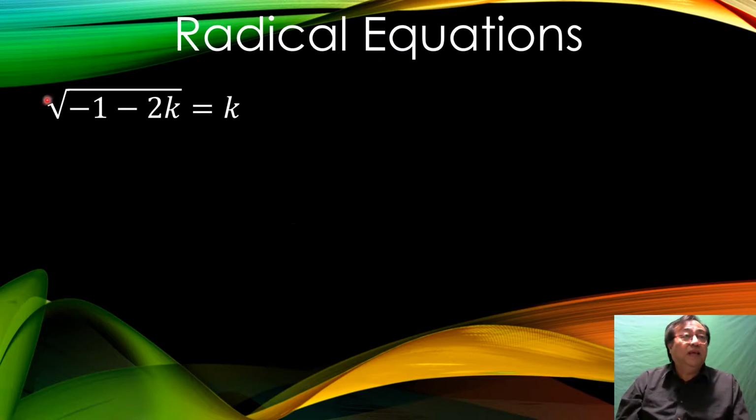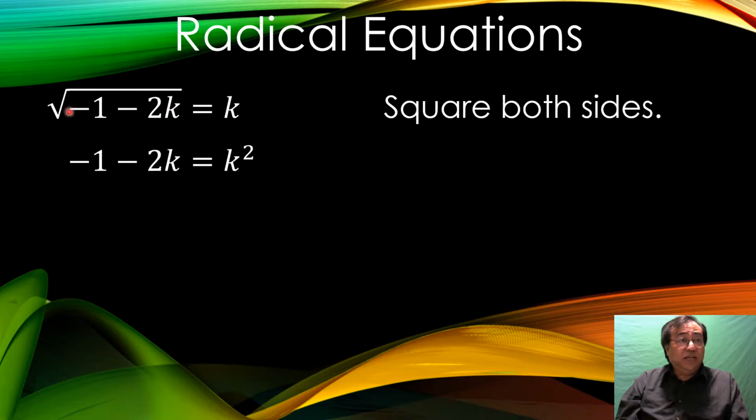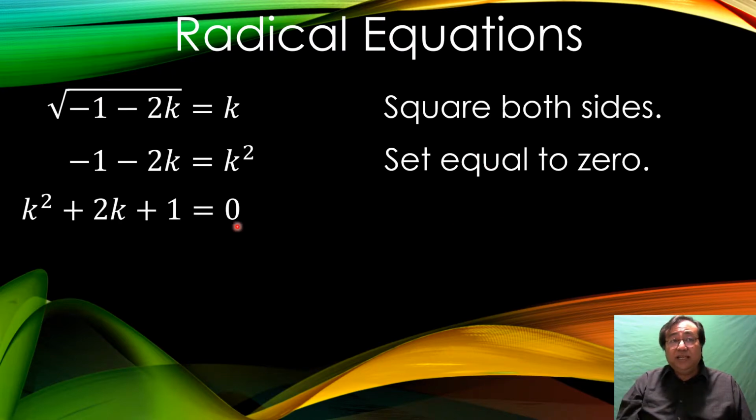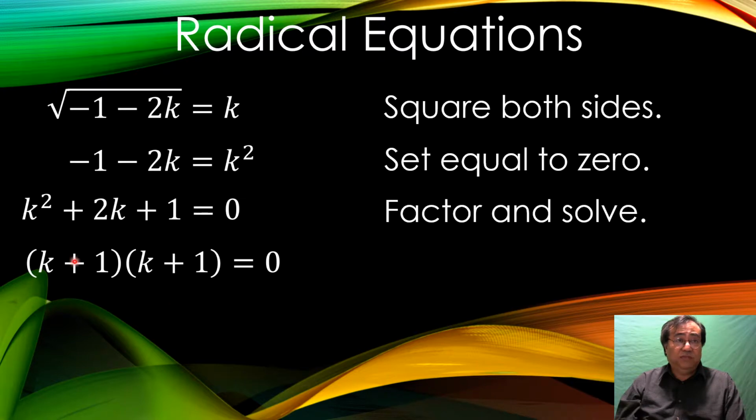Now here, same thing. We're going to square both sides. The square root goes away, and you get k squared. Whenever you have an exponent, you want to move everything to one side and set it equal to 0. So I moved the 2k to the right, making it plus 2k, and then moved the minus 1 to the right, making it plus 1, and then flipped the whole thing over. k squared plus 2k plus 1 equals 0. Factor and solve. k plus 1, so we get k equals negative 1.